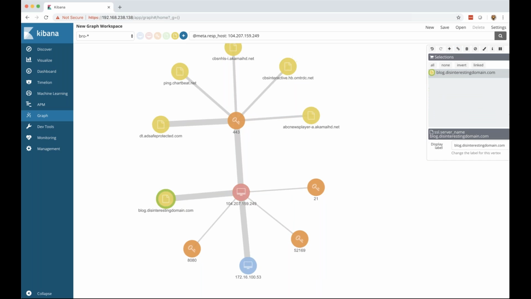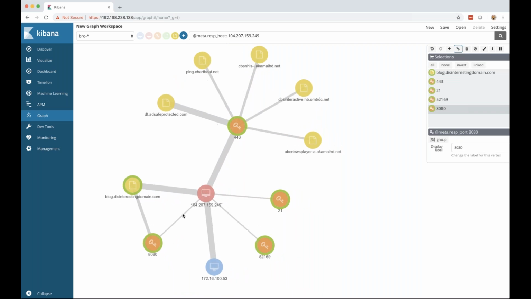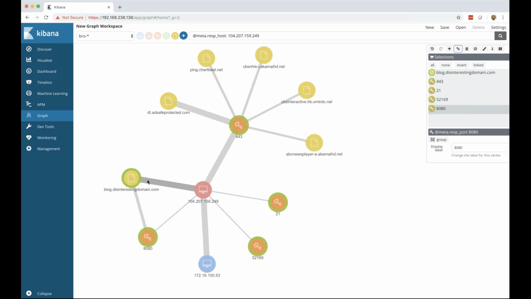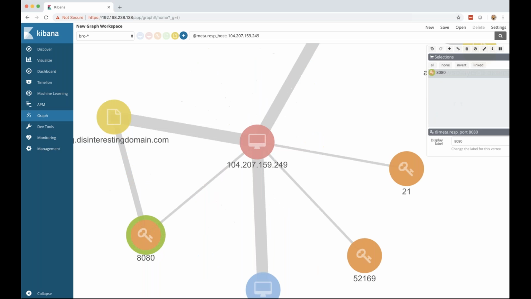So then what I could do to find out, oh, I want to know what port the blog.thisinteresting domain is actually attached to, we can do the same thing. So we select that, select all the ports, and then we're going to click the link. And we can see that it links to the 8080. So now we're able to see that this and this are connected. So blog.thisinteresting to the 104, and the 104 is using port 8080, and port 8080 is also connected to the blog.thisinteresting domain.